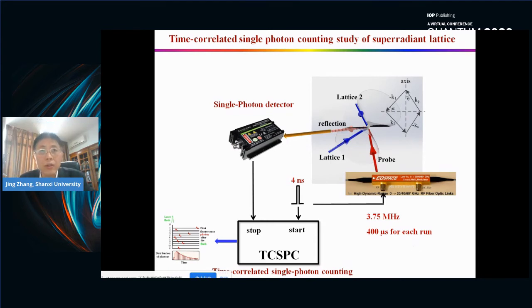Yeah, we also studied the superradiance lattice by time correlated single photon counting technology. The short probe beam pulses are generated by a high-speed integrated EOM with a 4 nanosecond duration and a 3.7 MHz repetition frequency. The scattered photons are detected by a single photon detector. The time resolved fluorescence measurement is obtained by time correlated single photon counting technology.